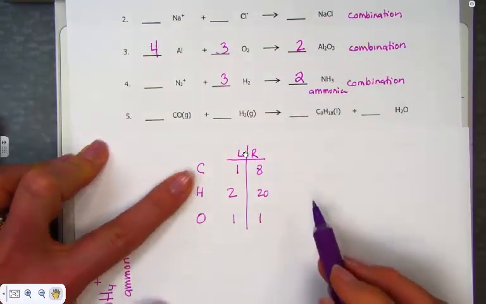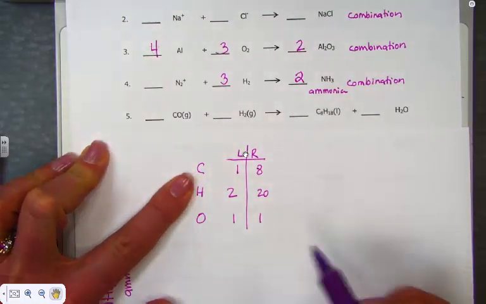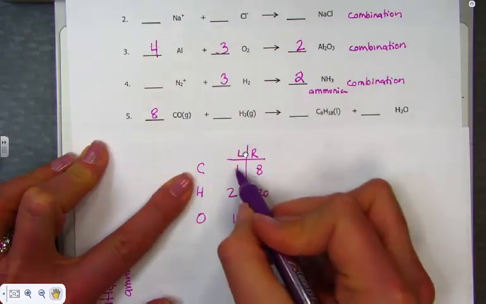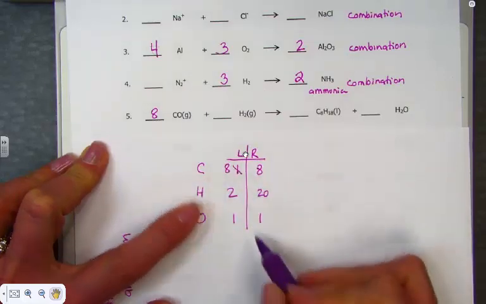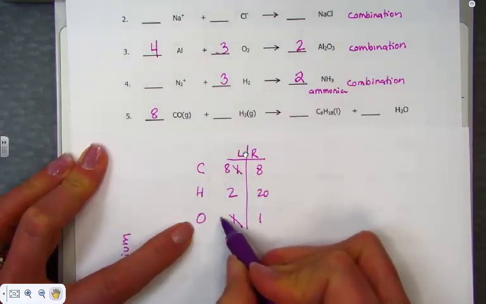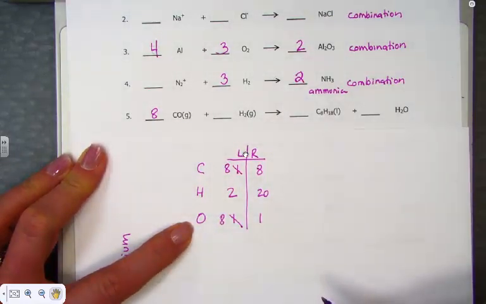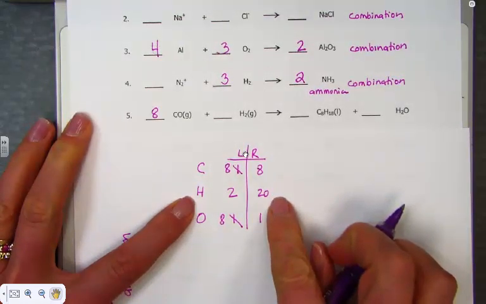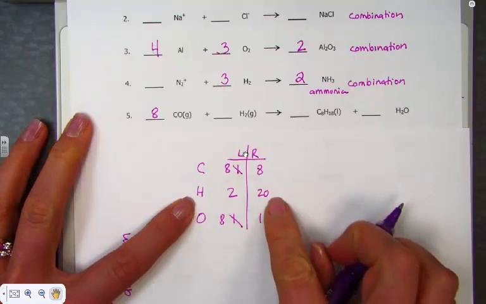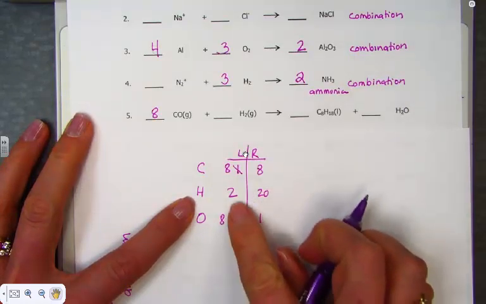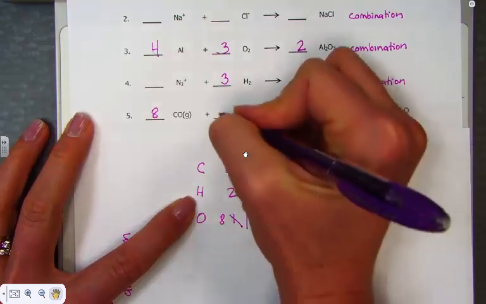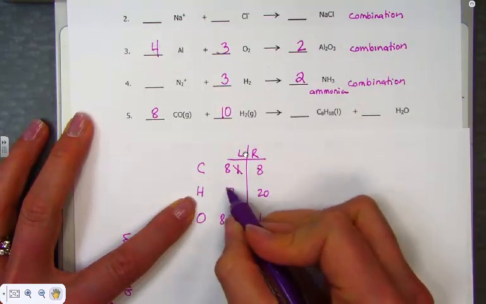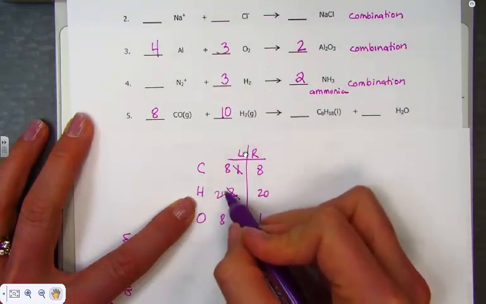All right, let's begin. We'll start at the top as I usually do with the carbons. We'll place an 8 in front of CO. Repair your T-chart. Now there are indeed 8 carbons and 8 oxygens. Carbons look good. Let's move to the hydrogens. We have a total of 20 on the right. We have a total of 2 on the left. Let's try a 10. When we put that 10 there, we now have 20 hydrogens.